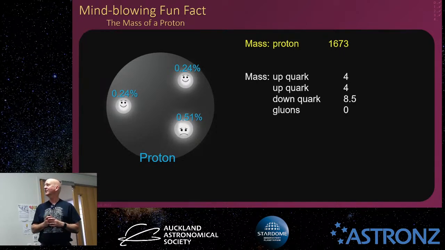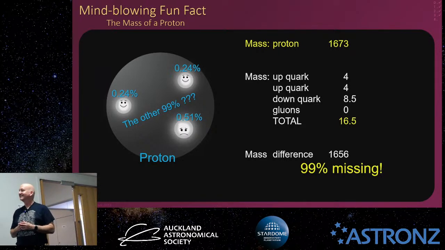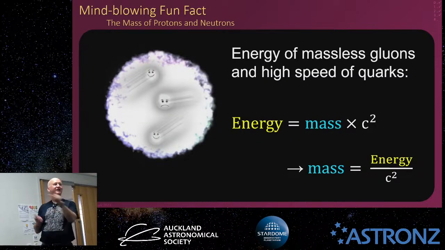And so the total of the quarks, remember the gluons have no mass, so they're massless. So the total of the particles that make up a proton is 16.5, about 1% of the proton. And so that's all the particles, the rest is just energy. And so this mass difference, this 99% missing mass, just comes, oh, I should say also neutrons, same kind of thing. But it comes from the energy of these gluons, from these massless gluons.